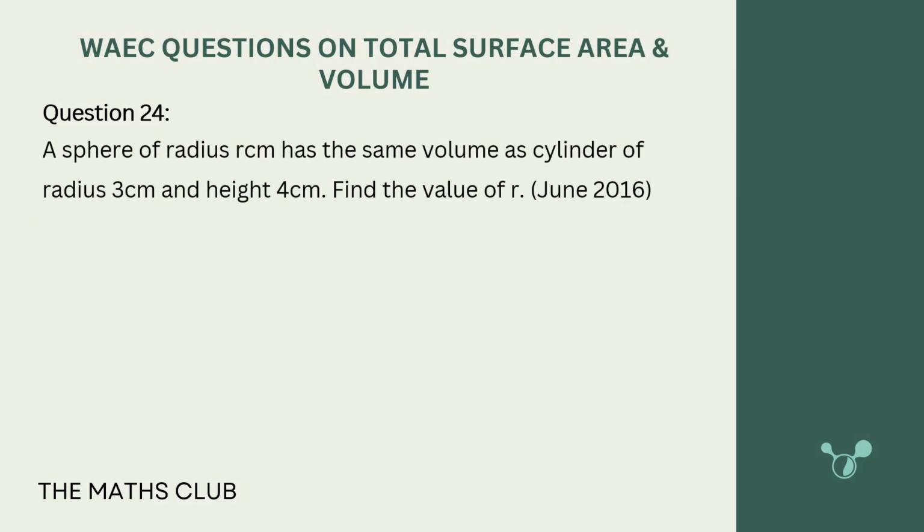Question 24 says that a sphere of radius r centimeter has the same volume as a cylinder of radius 3 centimeter and height 4 centimeter. Find the value of r. This is from June 2016. You can pause the video, read the question very well, try it yourself, and then play when you are done.